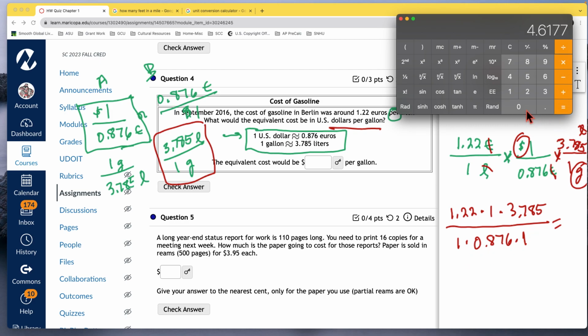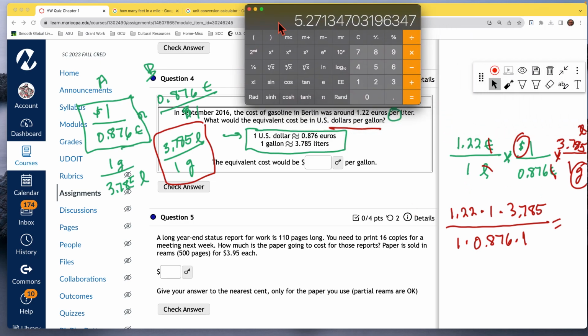Divided by 0.876. And we get that gas actually was costing, let's see, well, I guess I could just type it in here, $5.27 per gallon.